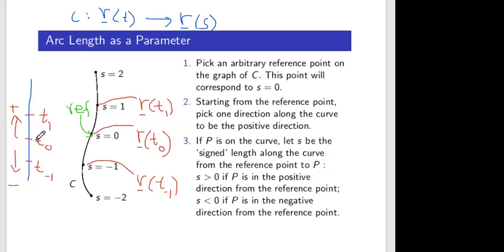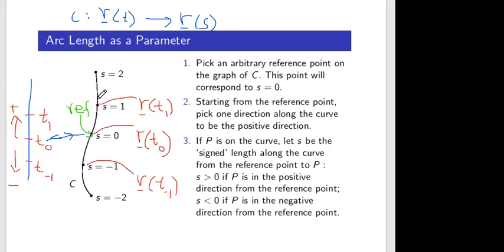Now, if you increase your parameter from t naught upward, before that, let me explain. First pick this reference point in this parameter t. The corresponding point on the curve is r of t naught, and this is your reference point.